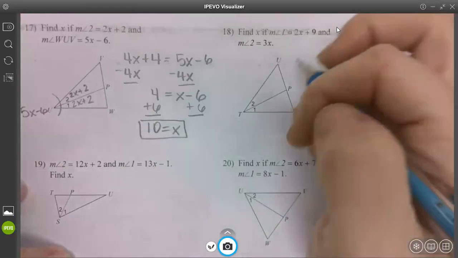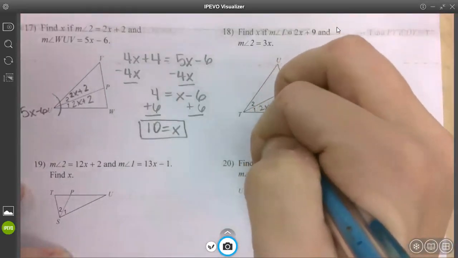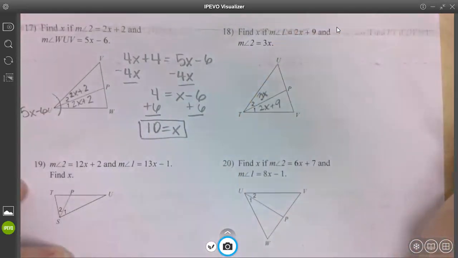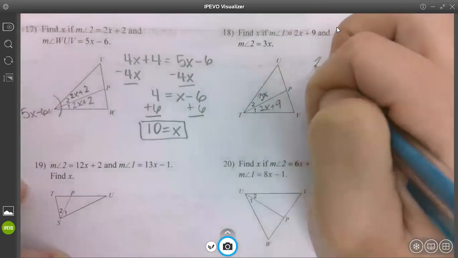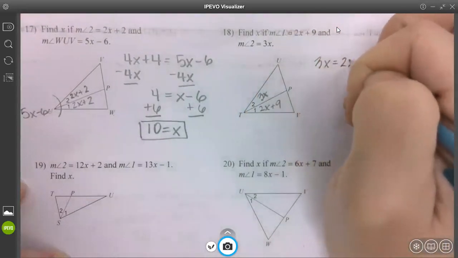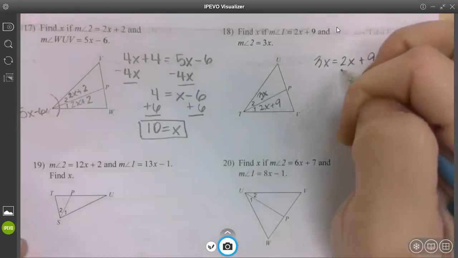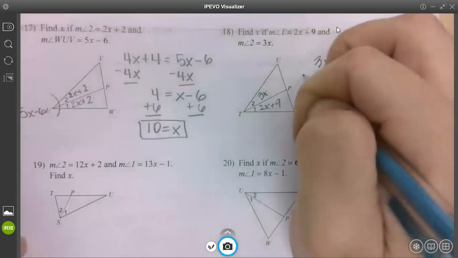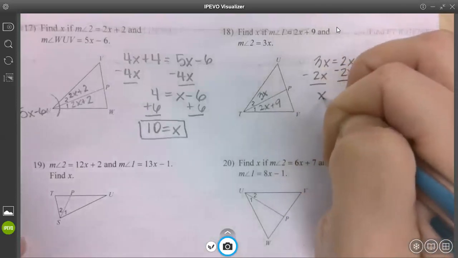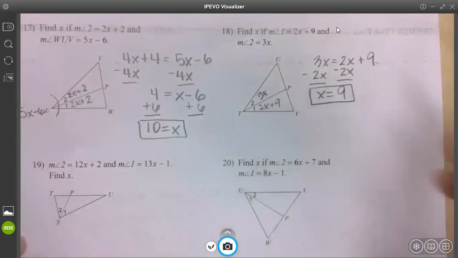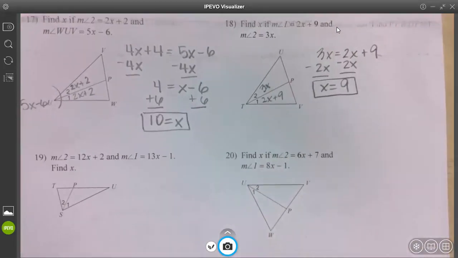And number 18, it gives us angle 1 is 2x plus 9. And angle 2 is 3x. Since it gave us the two little ones, we set them equal to each other. There's no adding to be done because it didn't give us the big one. So two little ones, set them equal to each other. I'm going to subtract 2x. And I get that x equals 9. It was asking me to find x. So I'm done with the problem.